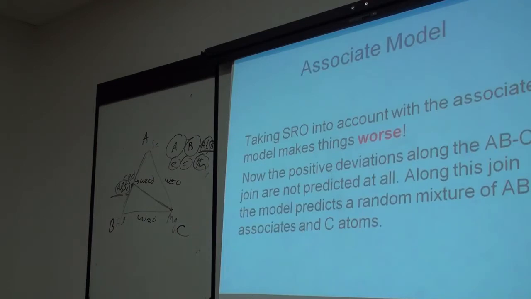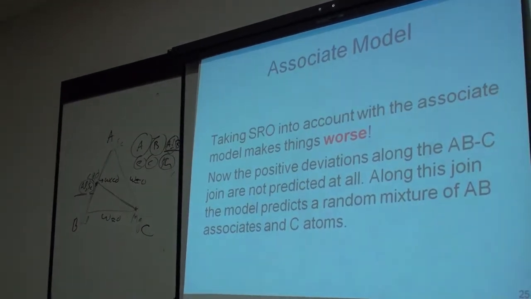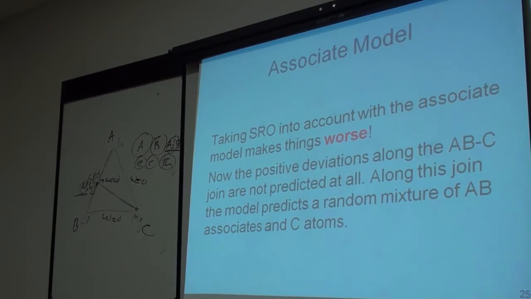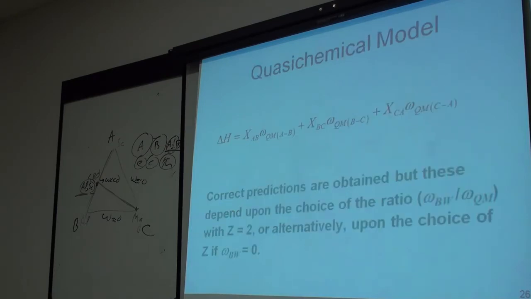So taking short-range order into account with the associate model makes things worse. Now the positive deviations are not predicted at all. Along this join, the model predicts a random mixture of A, B, and C's. The quasi-chemical model gives you correct predictions, but these of course depend upon the ratio, omega Bragg-Williams or omega quasi-chemical, if you want to do it that way, with Z equals 2, or the other way of doing it, if you don't put any Bragg-Williams terms in, then what value of Z do you choose?